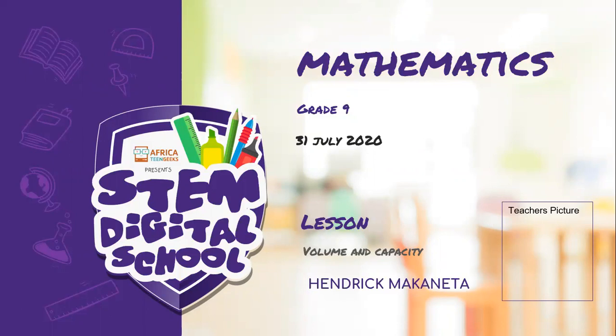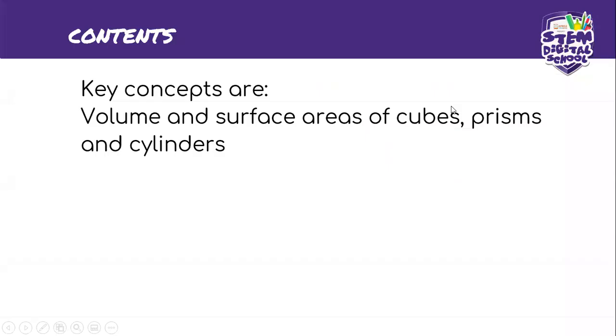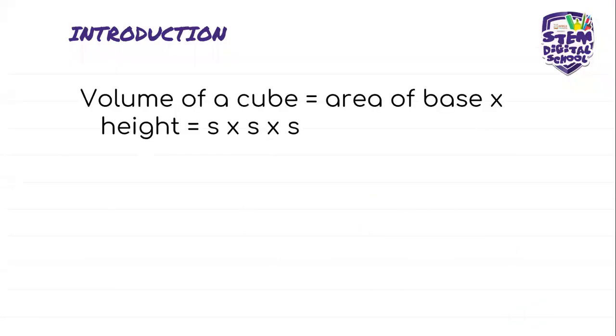And today I will be focusing on the volume. Yesterday we looked broadly at the surface area of prisms, in particular the cubes, as well as the rectangular prisms. And we have also looked a bit at the triangular prism. Now, the key concepts of today are volume, as well as revision of surface areas of cubes, prisms, and cylinders. But the starting point of today will be the volume.